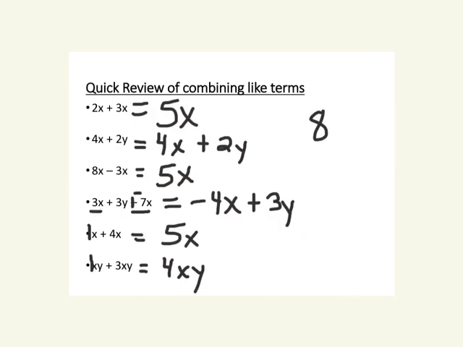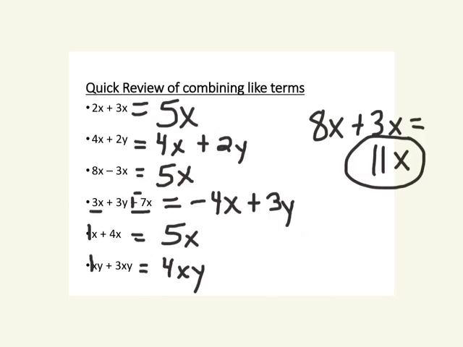So 8x plus 3x would be 11x. 8 plus 3 is 11. The variable stays the same. That's a quick review of combining like terms. These are good examples to have down in your notes. Pause the video at this time if needed to finish copying them.